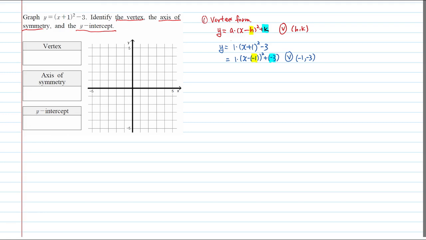Now, if you can identify your a, we know that when a is greater than 0, it's a U-shape. When a is less than 0, it's an upside-down U-shape. So let's mark (−1, −3). It's right here, negative 1 and negative 3. And then this one will have a U-shape.